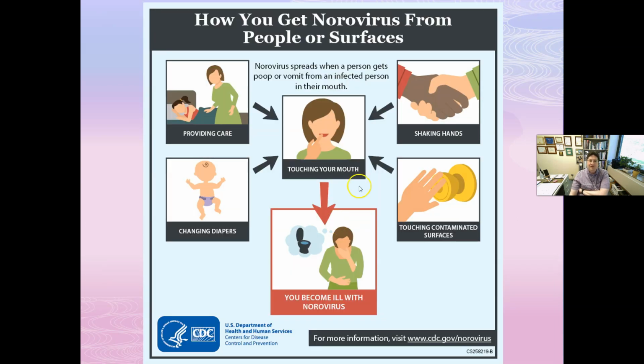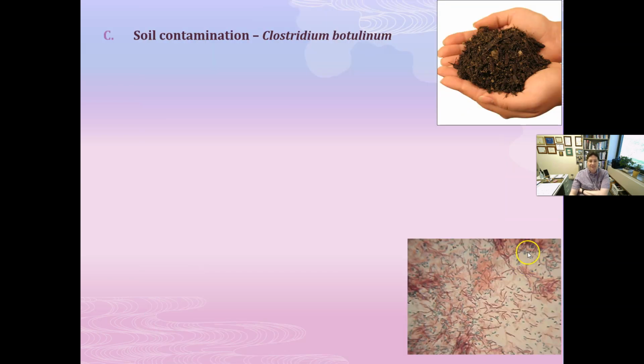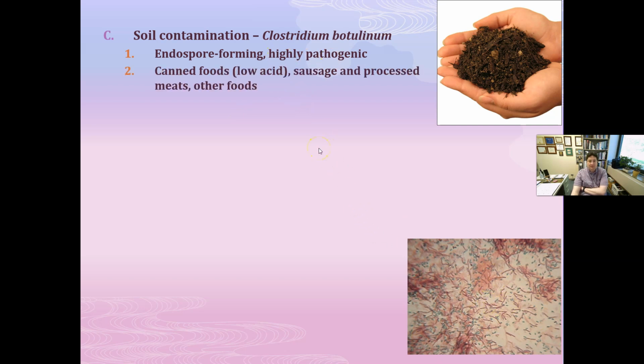Okay? So how you get norovirus from people or surfaces. Providing care, changing diapers, shaking hands, touching a contaminated surface, and then you touch your mouth, you get norovirus. Okay, so most common overall. A third portal of entry here is soil contamination. And the big culprit here is another Clostridium, Clostridium botulinum. Now, this is an endospore-forming bacteria, you can see the green here, that's highly pathogenic, okay?